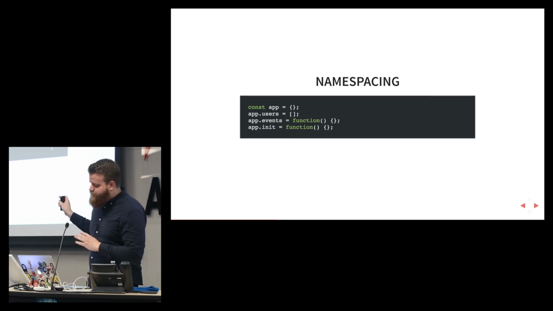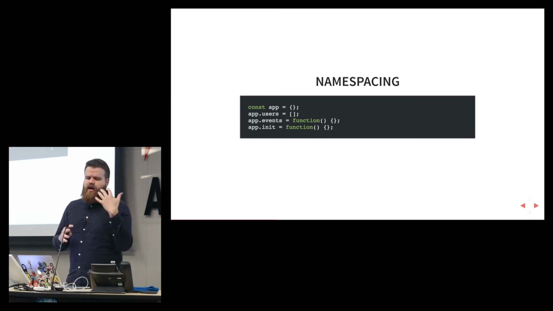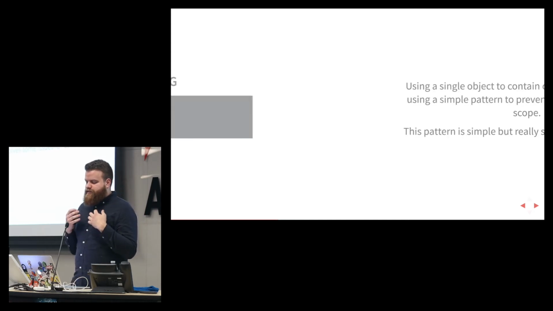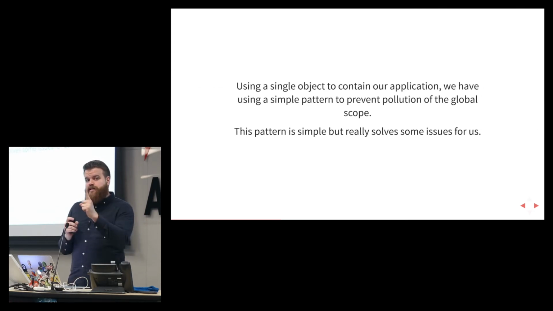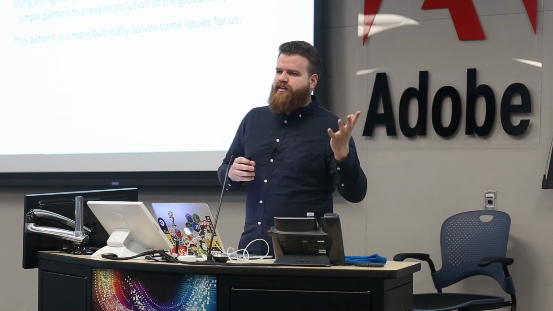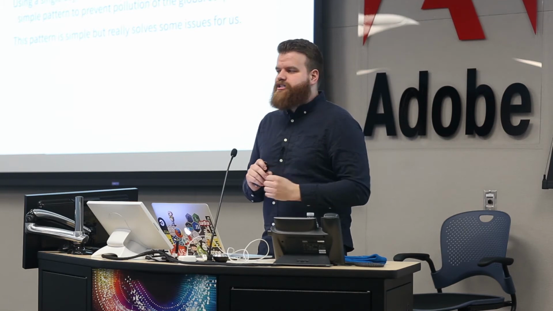But anyways, the namespacing pattern is a pattern where you have a single object and you just add your properties and your methods to this object. What it allows us to do is contain our application in one space, and it allows us to prevent pollution of the global scope. So instead of putting all of our variables out there, all of our functions out there, we have one object that we put out there when we create our application, and that's what we work with. It's a really simple pattern.